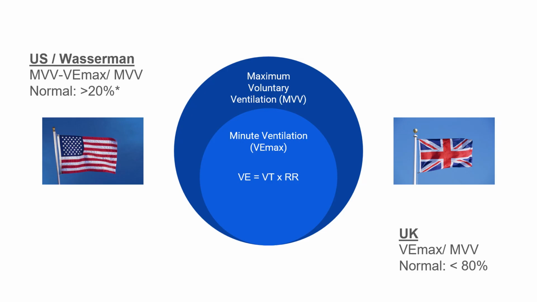In the UK, it's expressed as maximal minute ventilation divided by MVV, and normal is less than 80%. In the US, we're largely influenced by Carlman and Wasserman, and we use a slightly different equation, and we define normal as greater than 20%. We, in our own lab, typically say normal is about 30%.